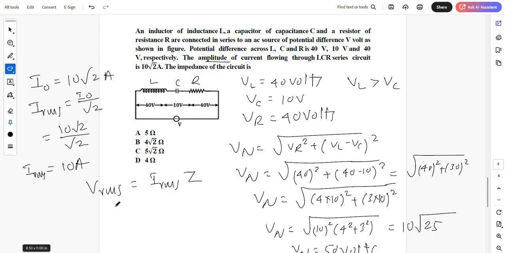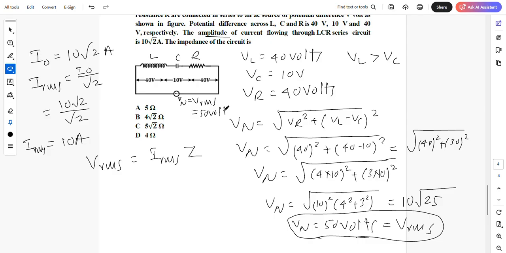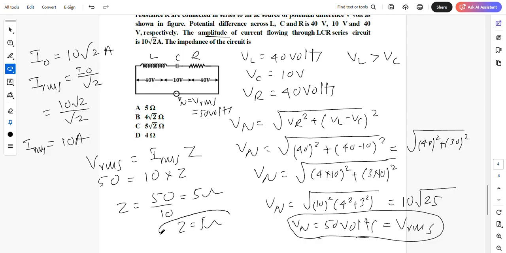How much is VRMS? VNet is nothing but VRMS here. Net voltage is equal to RMS voltage of the battery. That is Vn, Vrms is equal to 50 volts we are getting. Vrms is equal to 50. IRMS 10 into Z. We do not know Z. Z is equal to 50 by 10. 50 by 10 is equal to how many ohms? 5 ohms. Z, the impedance, is 5 ohms. Hope you understood this. This is very easy sum, based on this formula. Hope you understood.